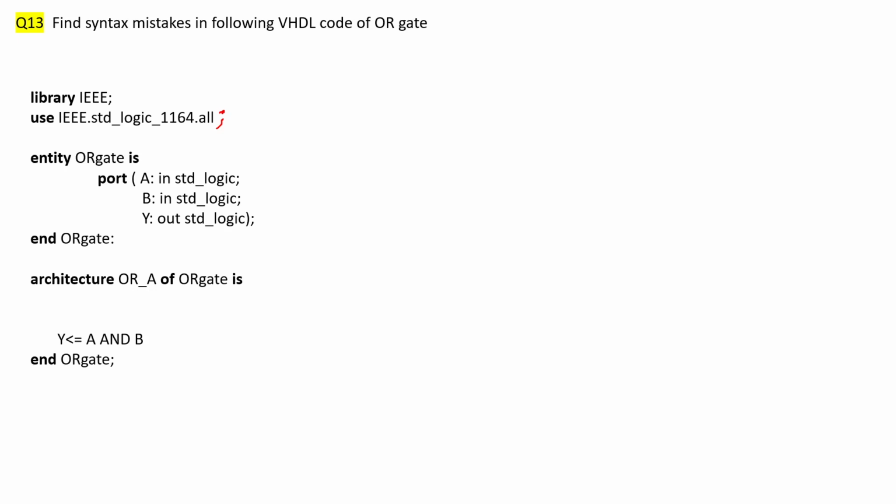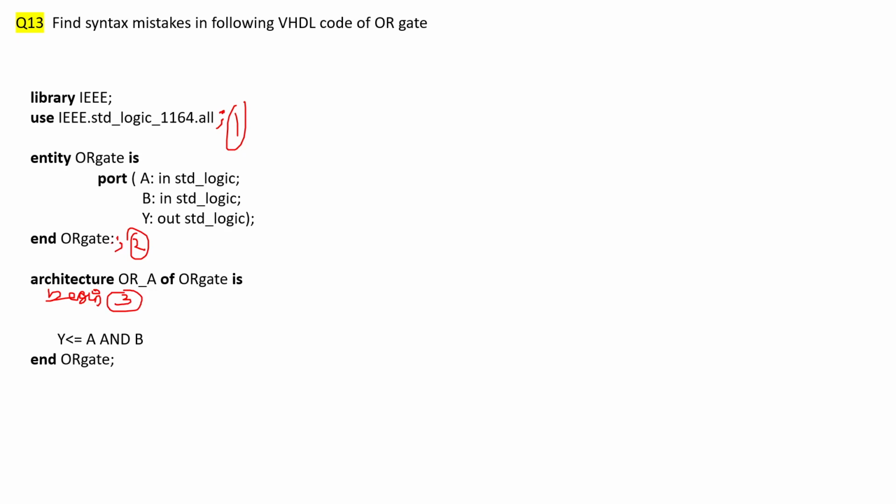Then I have end or_gate. This here is a colon. It should be a semicolon. So this was mistake number one. Mistake number two. Then I have architecture or_a of or_gate is. So architecture of is there, but begin is not there, as you rightly pointed out earlier. So this is three. Then I am assigning y is equal to a and b.